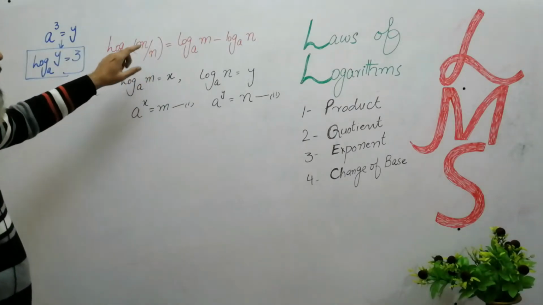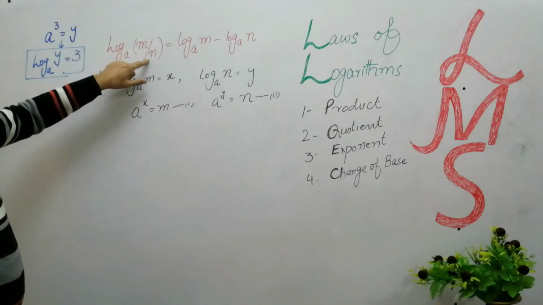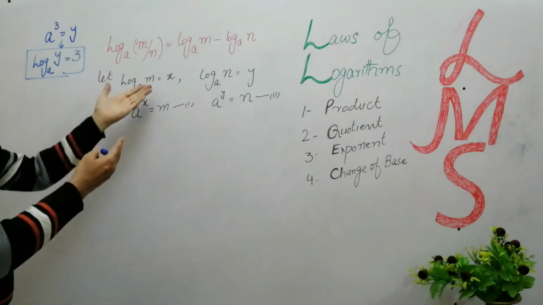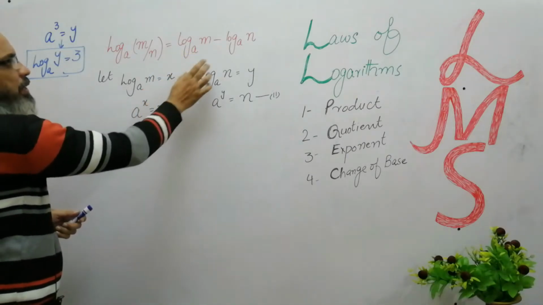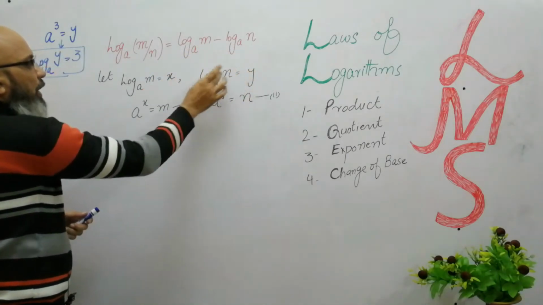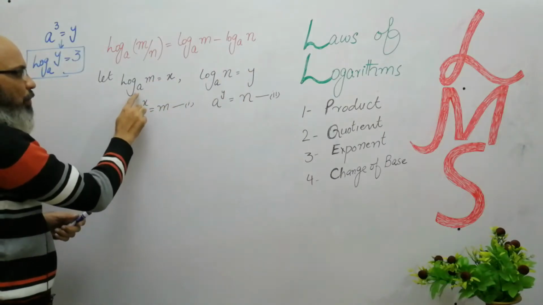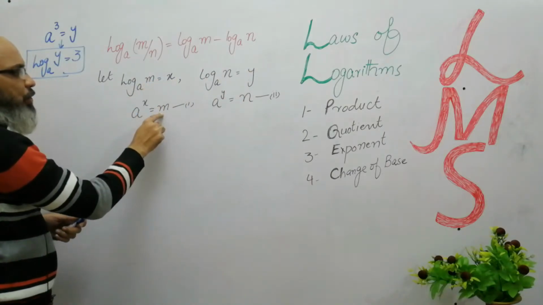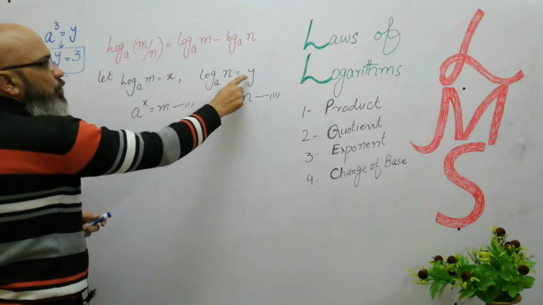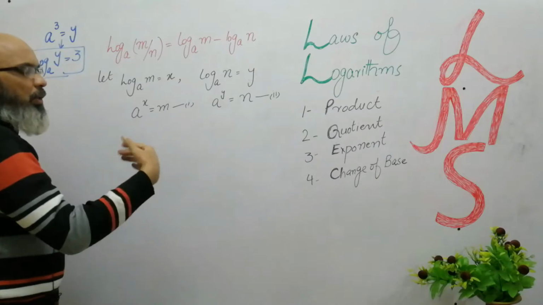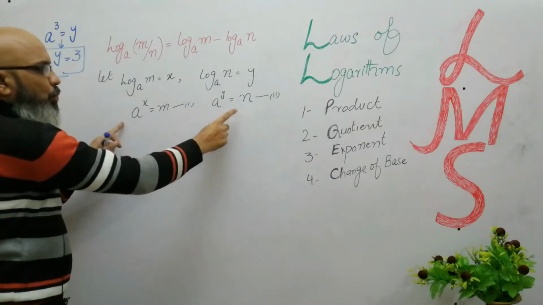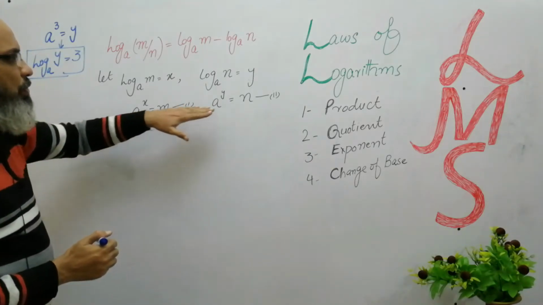Here we have mn, but in this law we have m over n. The same step we did in law 1: let log a m is equal to x, and this is equal to y. Now write this in exponential form, a raised to power x is equal to m. Similarly, a raised to power y is equal to n. Now in the first law we multiplied these two. Now we will divide equation 1 by 2.